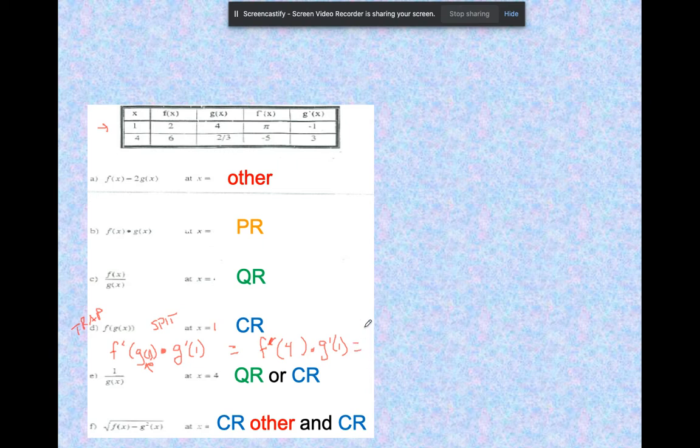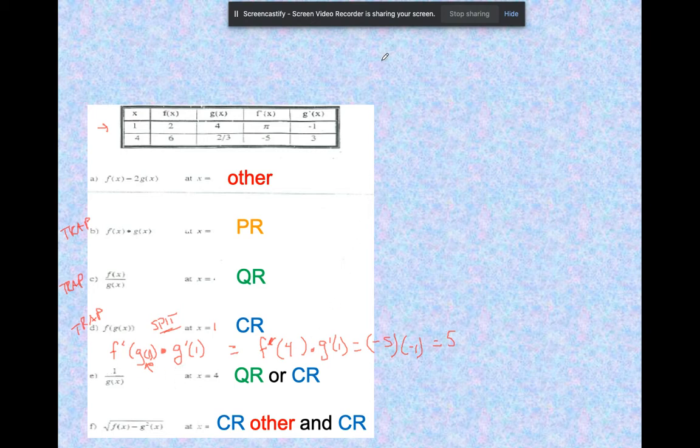So f prime of 4 is -5. G prime of 4 is -1. So that's 5. Right? So trap, just multiplying the derivatives. Trap, just making a ratio of the derivatives. Trap, forgetting to spit.